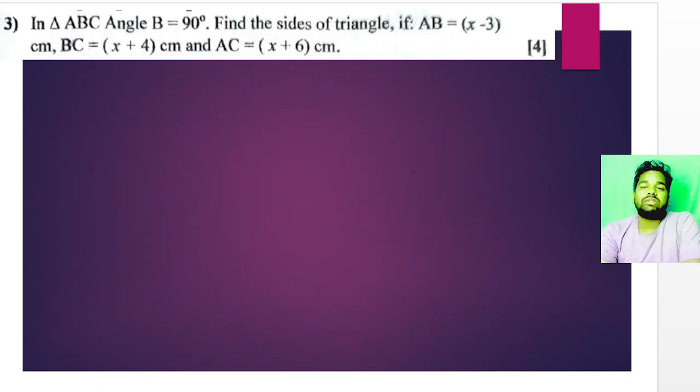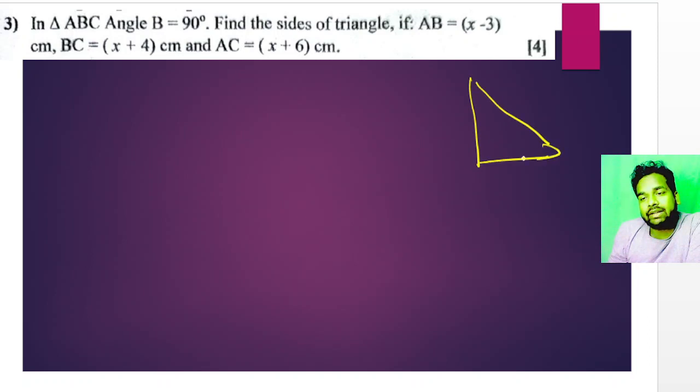Now we are going to solve the third question of section B. The angle B is 90 degrees, so it must be a triangle, a right angle triangle. It is given a right angle triangle, and this is the angle B. This is A, this is B, and this is C.